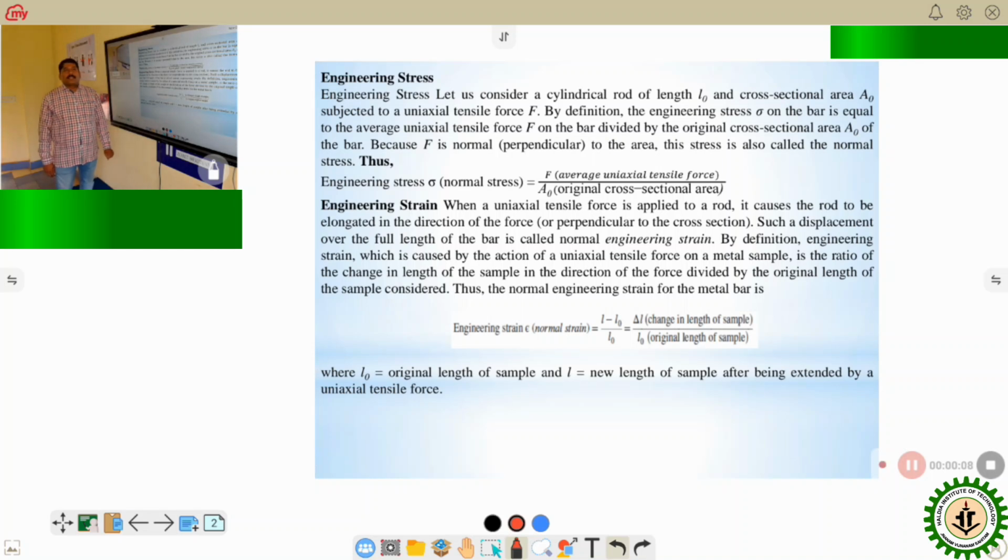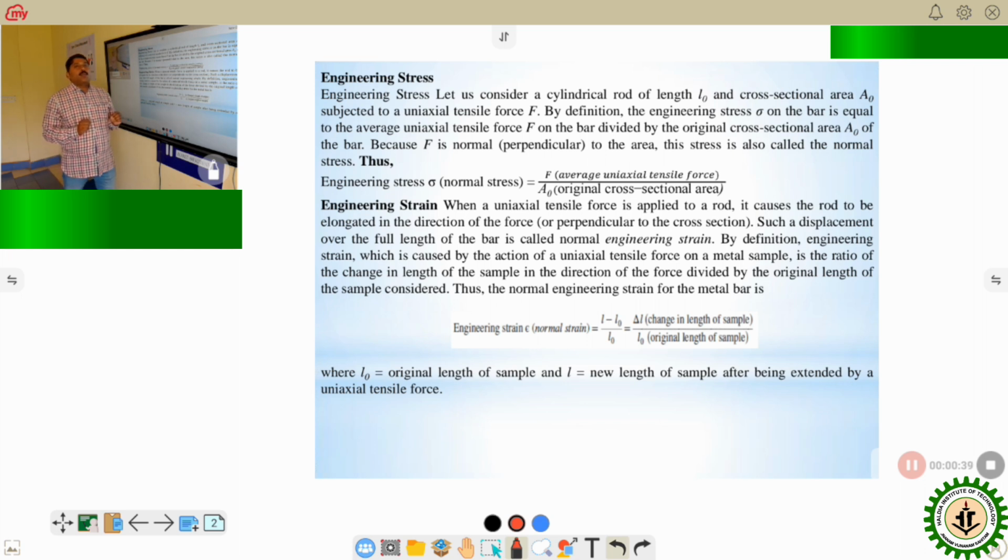In previous classes, we have already discussed some mechanical properties, mainly applicable for our engineering application. After that, we did the hardness tests. Several different tests are there, mainly the Brinell hardness test, Rockwell test, and Vickers test. All those tests we have already completed in our previous lessons.